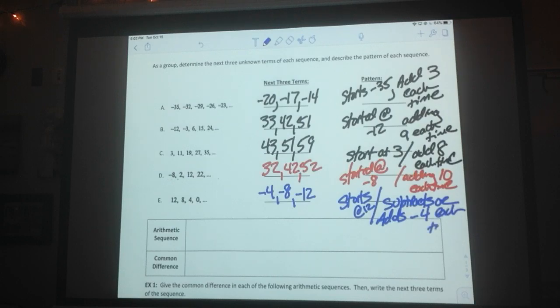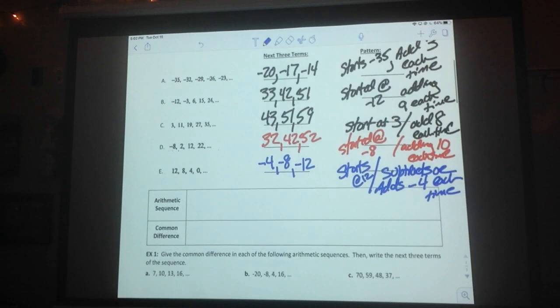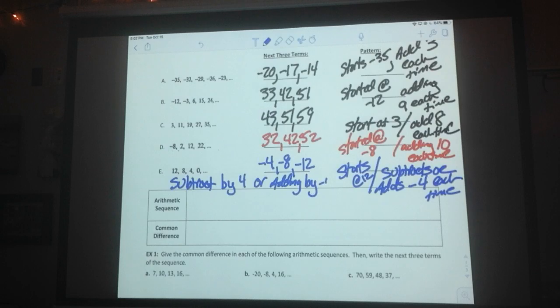Okay, so E, the next three would have been -4, -8, and -12. I do start at 12, and this time I'm either subtracting by 4 or adding by -4. And remember, to add a negative or to subtract is the exact same thing.